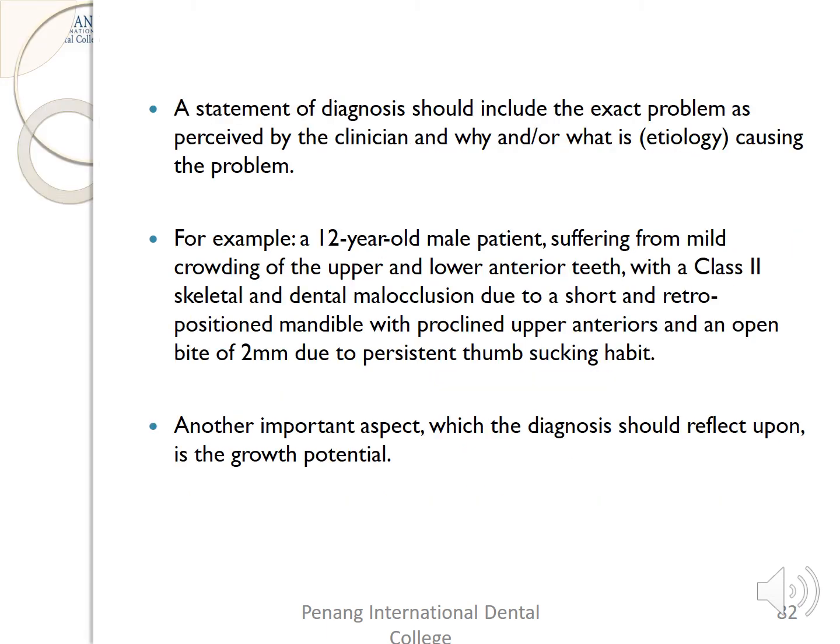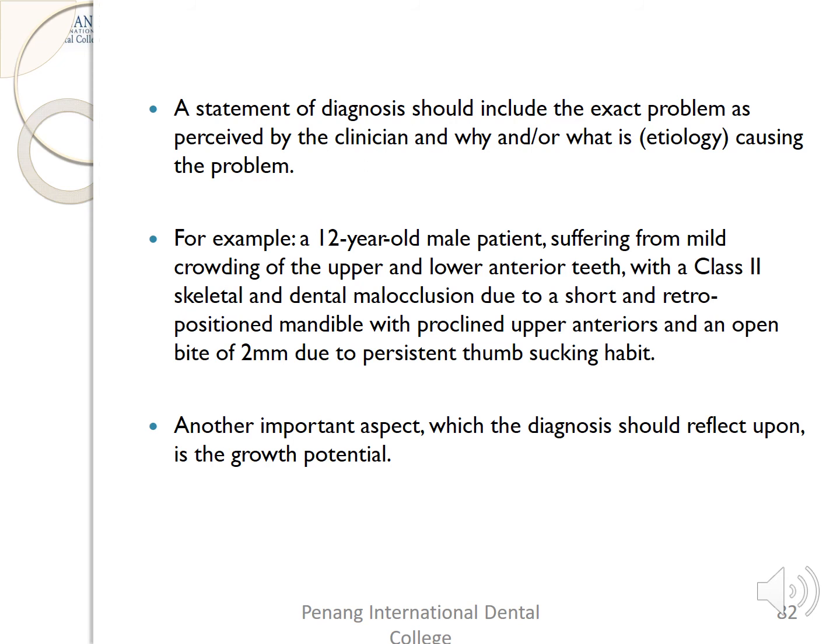A statement of diagnosis should include the exact problem as perceived by the clinician, and its etiology, what caused the problem. For example, a 12-year-old male patient suffering from mild crowding of the upper and lower anterior teeth with a class 2 skeletal and dental malocclusion due to a short and retrognathic mandible with proclined upper incisors and an open bite of 2 mm due to a persistent thumb sucking habit.